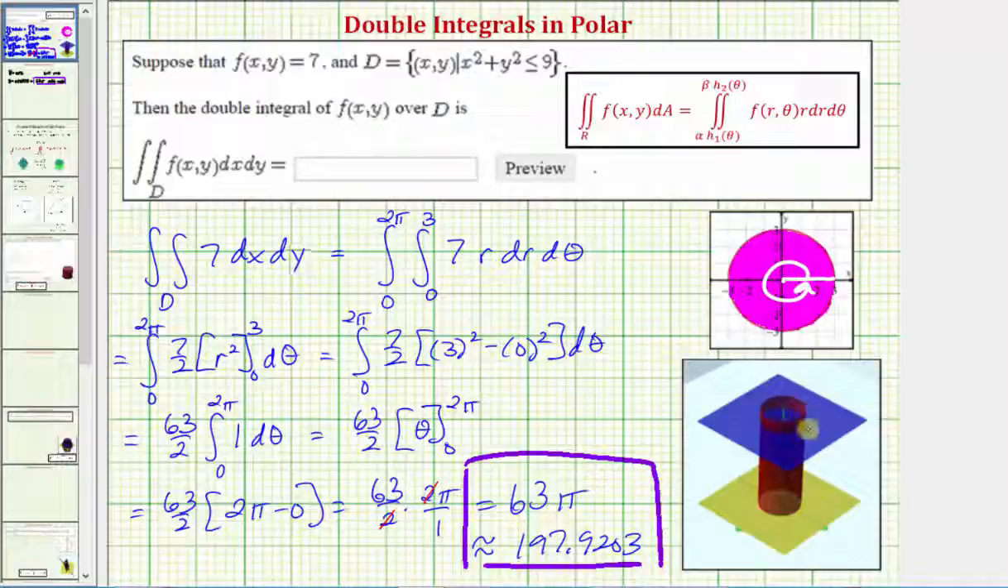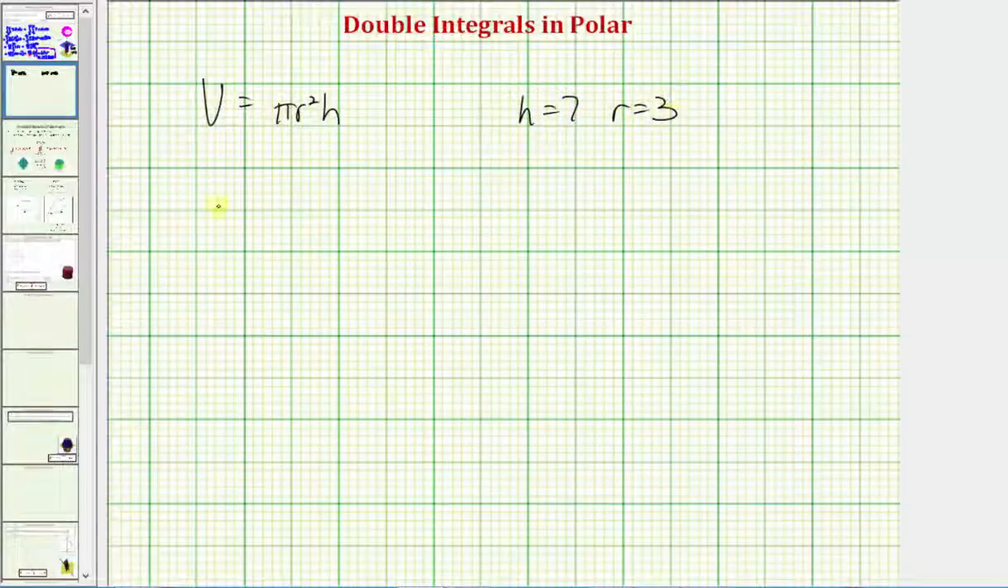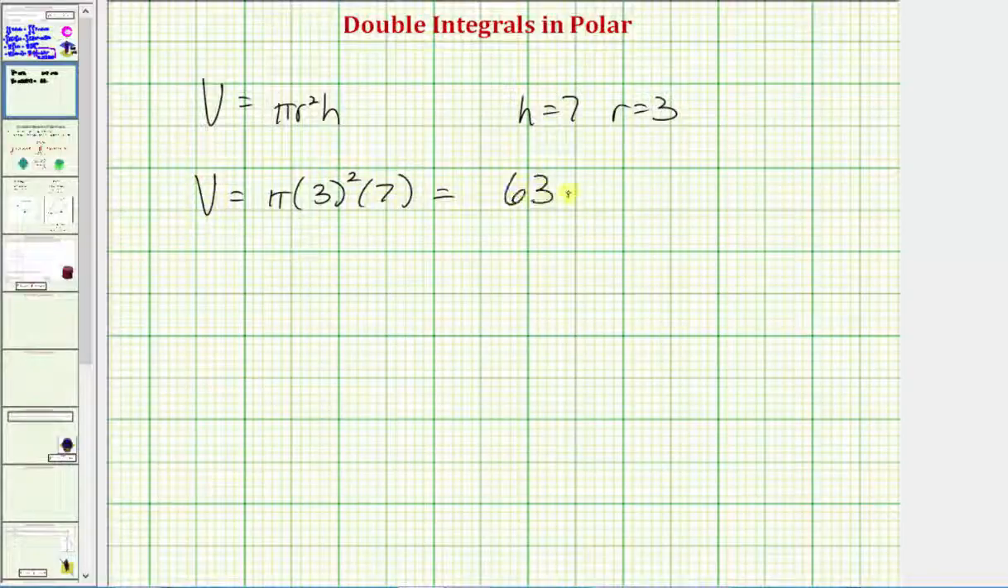Again, let's also check this by determining the volume of the right circular cylinder using a geometric formula. Notice how the height of the right circular cylinder would be 7, because our function is f of x comma y equals 7, and because the region of integration is x squared plus y squared less than or equal to 9, we should recognize the radius r is going to be 3. So because the volume formula for a right circular cylinder is pi r squared h, or the area of the base times the height, with h equals 7 and r equals 3, the volume is equal to pi times 3 squared times 7, which does give us the same result of 63 pi.